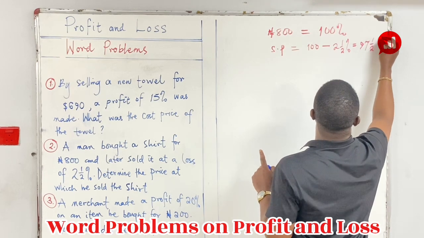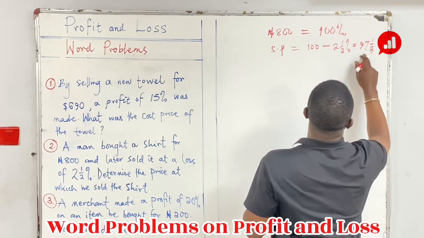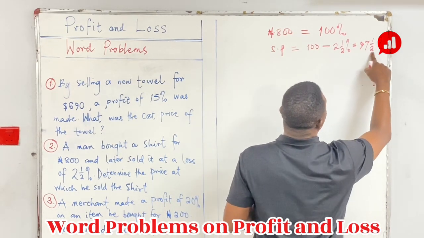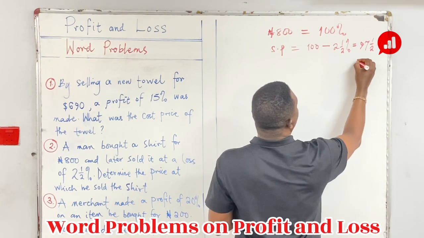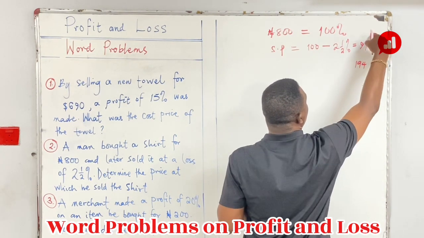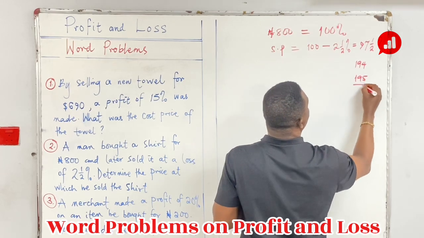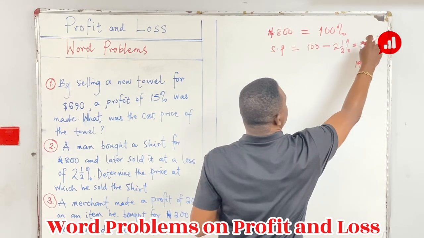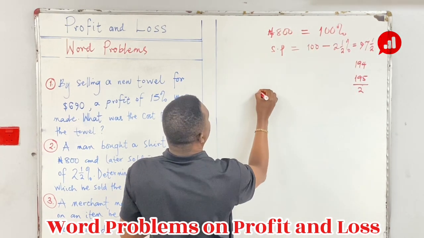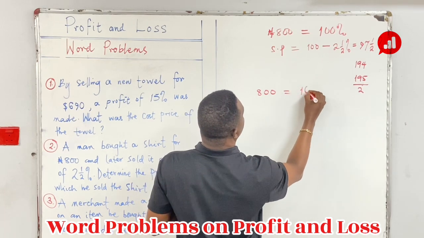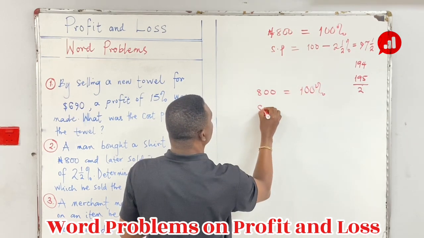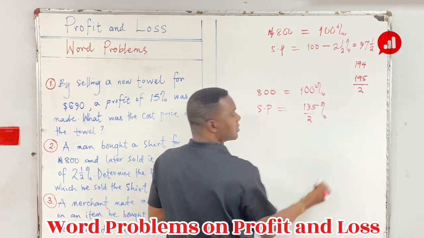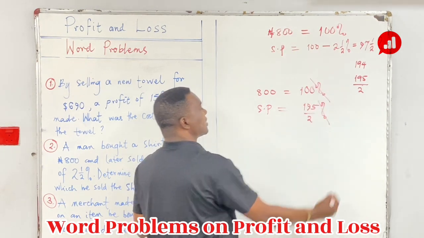And this will give us 97.5%. So change this to a mixed fraction. 97 times 2 will give us 194, plus 1, that is 195 all over 2. Is that okay? Does it make some sense? So I can now say 800 is equal to 100%. SP, which is our target, is equal to 195 all over 2%. Percent, we cancel percent.